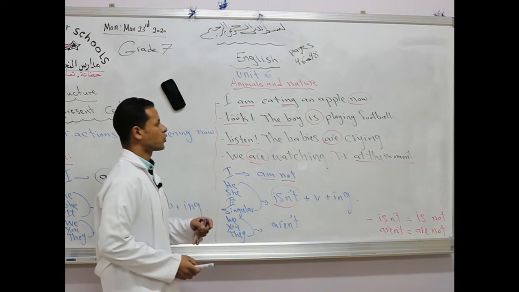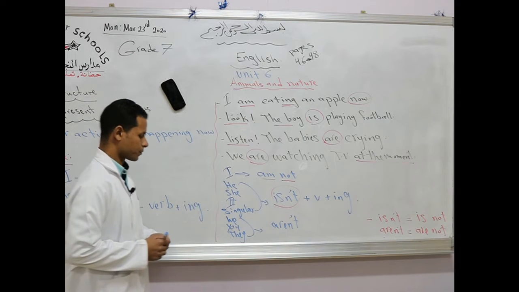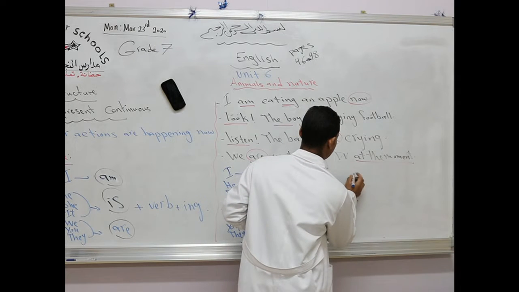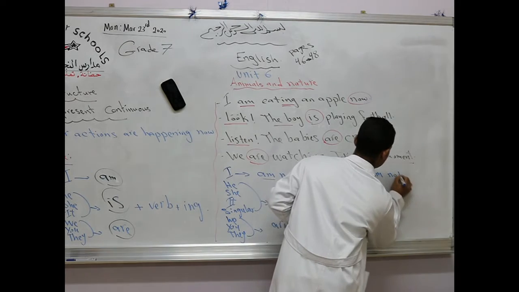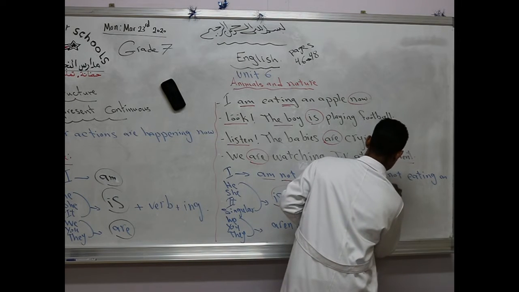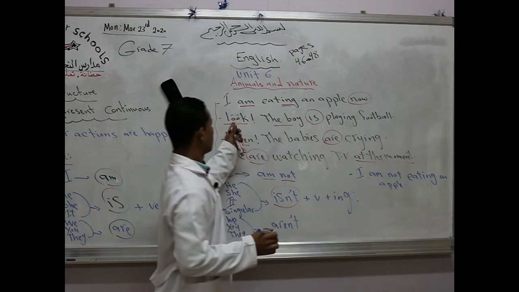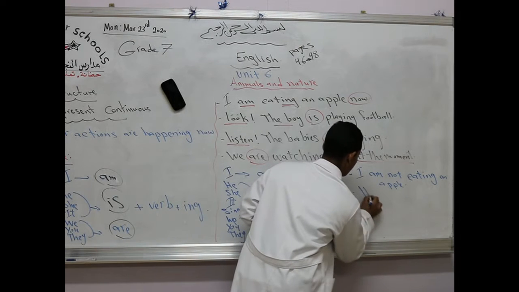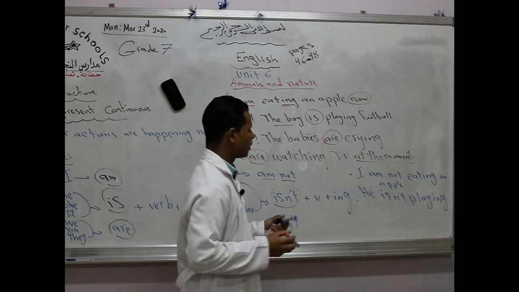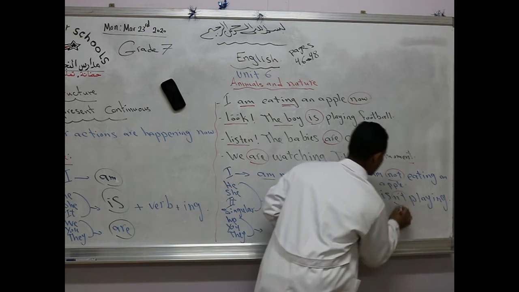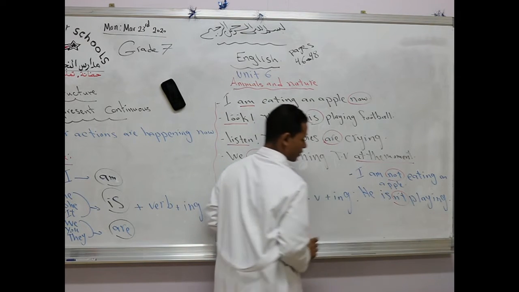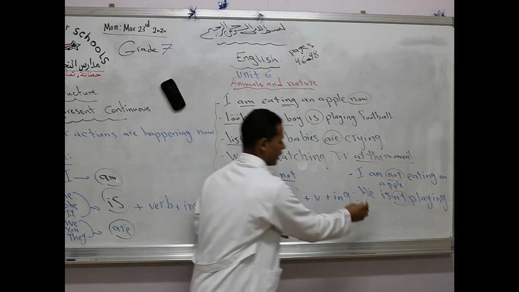So if we want to make a negative from the first example, we can say I am not eating an apple. The next, look, the boy is playing. He isn't playing. Just add not. Just we add not to verb to be. I am eating. I am not eating. The boy is playing. He isn't playing.